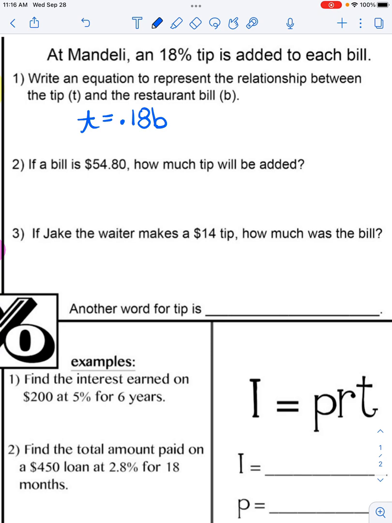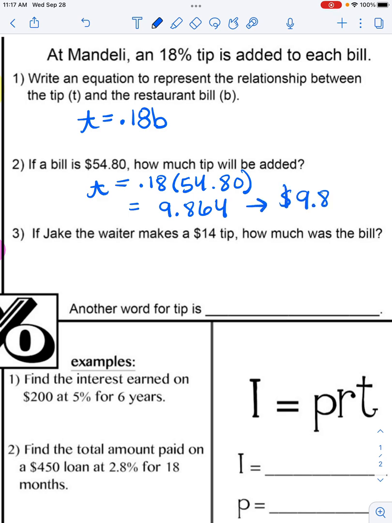So using that equation, if a bill is $54.80, how much will the tip be? Well, the tip is going to be 0.18 times the bill. And I'm just going to put that in my calculator, which you're allowed to do as long as you show your work, which I'm doing here. And I got this as my answer in my calculator. But we know that money only has 2 numbers after the decimal place, so we're going to round that off to $9.86. Since this is less than 5, I keep the 6. So let's highlight some answers. Here's my equation. Here's my answer for the tip.